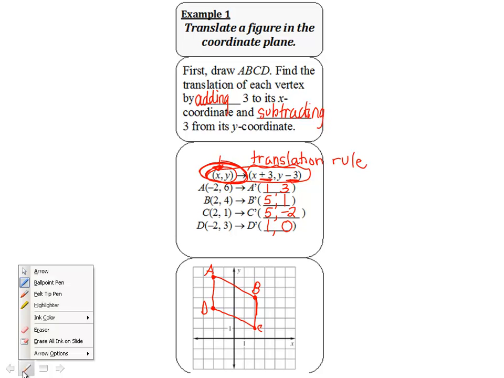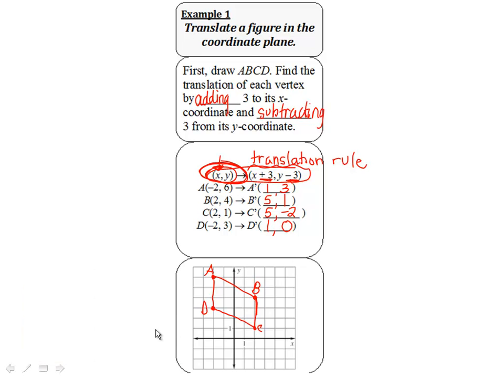So now I'm going to graph my image. I'm just going to do it in a different color here. So (1, 3) is right here. And that's what we call A prime. That little apostrophe there, we read it as a prime sign. B prime would be over 5, up 1. So here's B prime. (5, -2), there's my C prime. And then (1, 0) will be right here. That's my D prime.